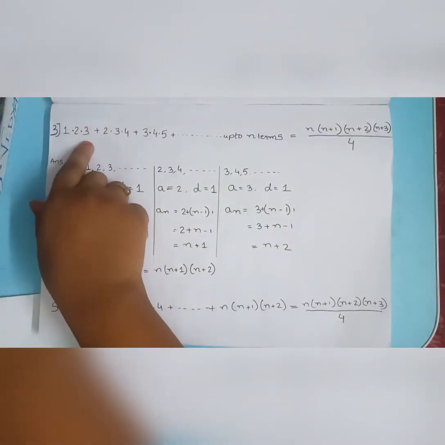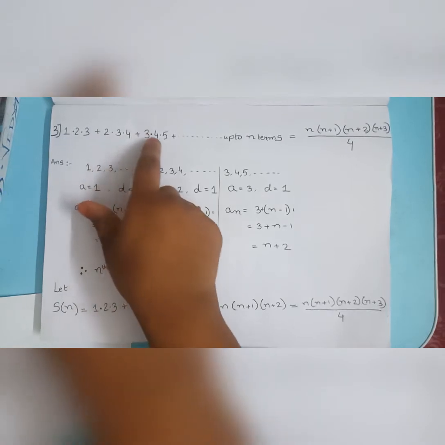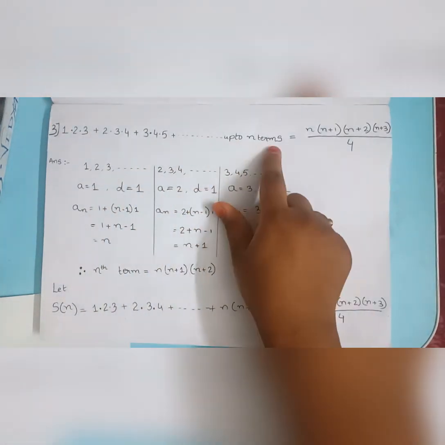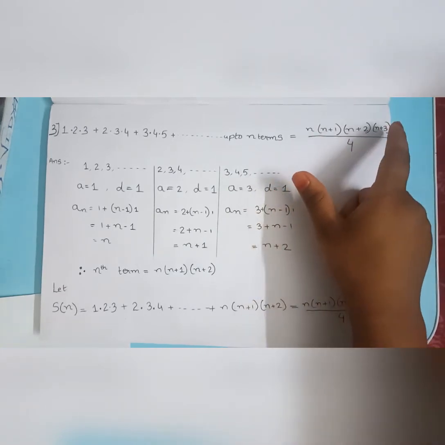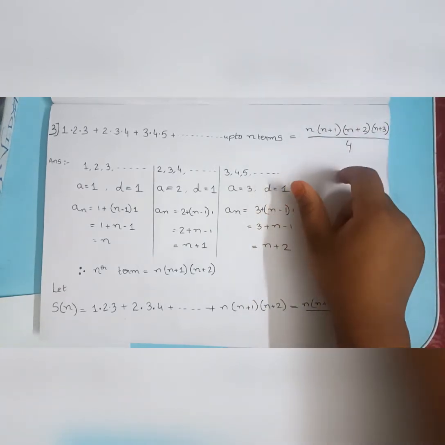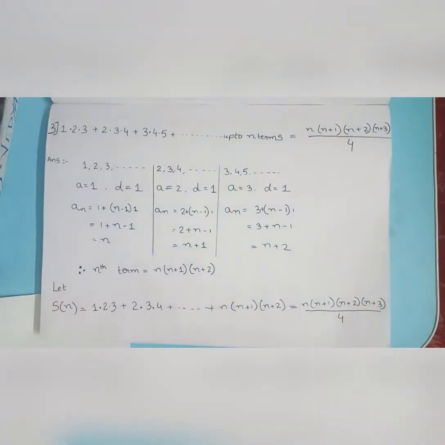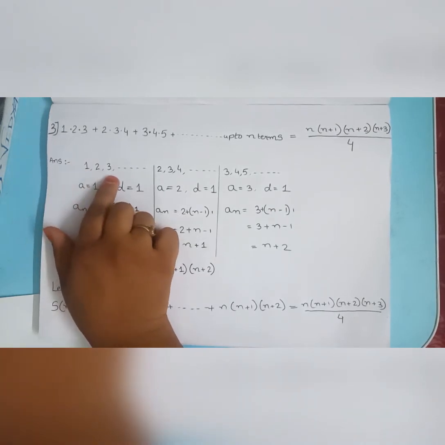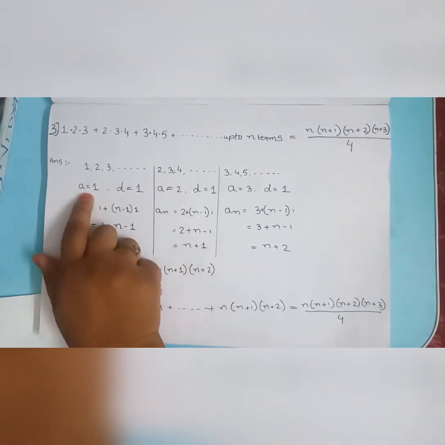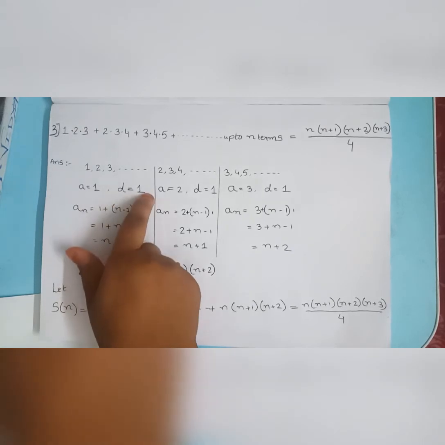1 into 2 into 3 plus 2 into 3 into 4 plus 3 into 4 into 5 plus so on up to n terms is equal to n(n+1)(n+2)(n+3) by 4. Solution. In this, we have to solve by using the fourth formula. So, in the first, we will take 1 into 2 into 3 and so on. So, a is equal to 1 and d is equal to 1.